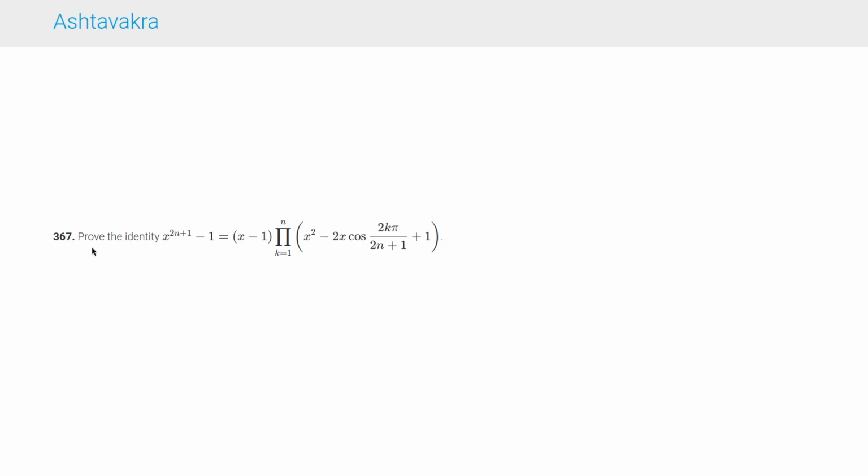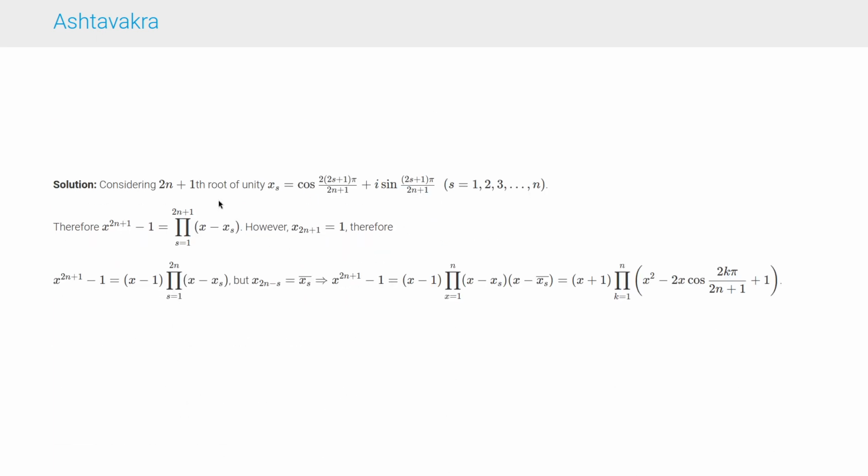Question 367 says: prove the identity x to the power 2n plus 1 minus 1 is equal to x minus 1 product k is equal to 1 to n of x square minus 2x cos 2k pi by 2n plus 1 plus 1. So we consider the 2n plus 1th root of unity here, xs is equal to cos 2s plus 1 pi by 2n plus 1 plus i sin 2s plus 1 pi by 2n plus 1.